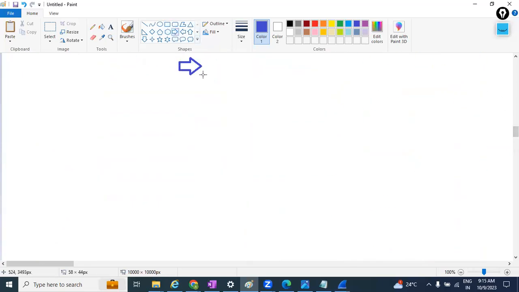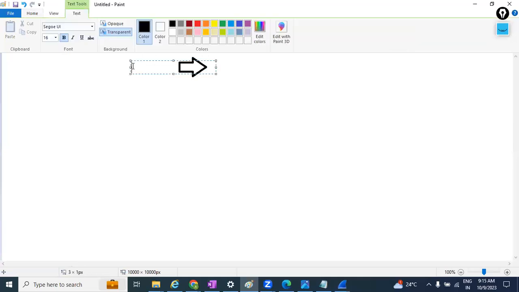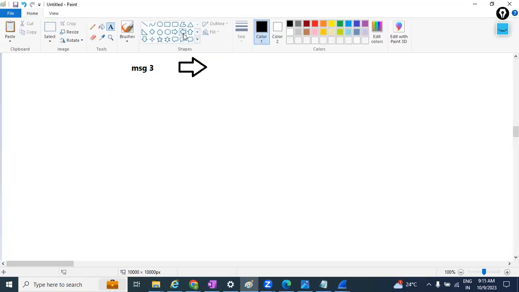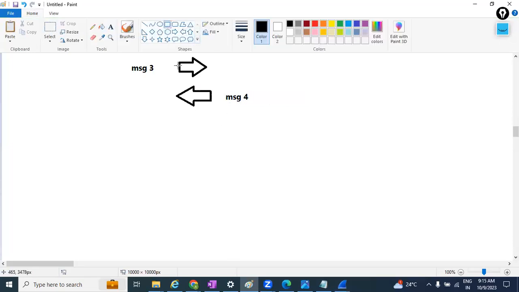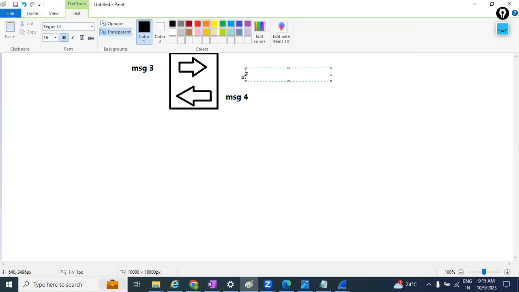this is message number 3. Message 3 and message 4 are exchanged automatically. This is what is going to be exchanged here in your Diffie-Hellman exchange concept. This is the Diffie-Hellman exchange.